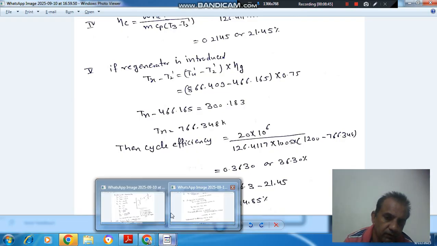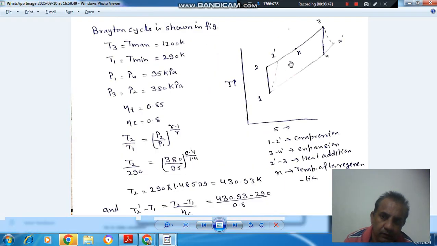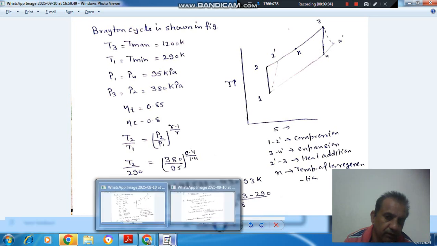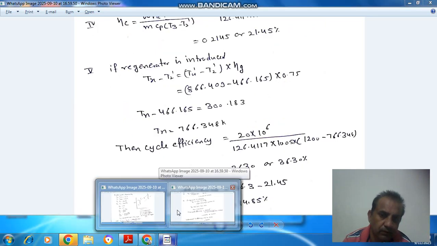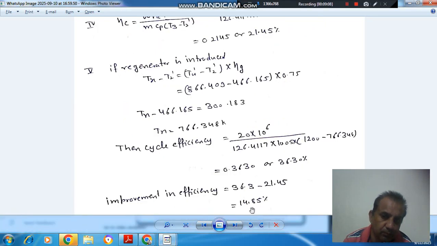Here we can see that there is no effect on work done by incorporating the regenerator. The regenerator will raise this temperature only, and it will not affect the compressor and turbine work. So work done will remain the same. The improvement in efficiency is 14.85%.